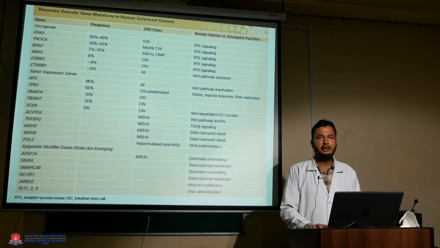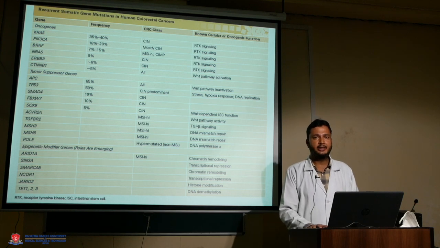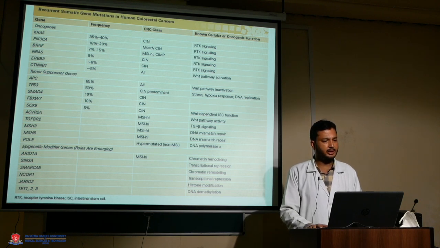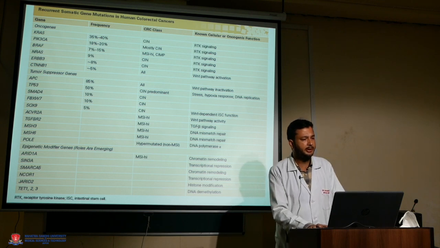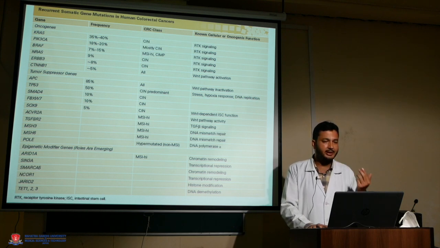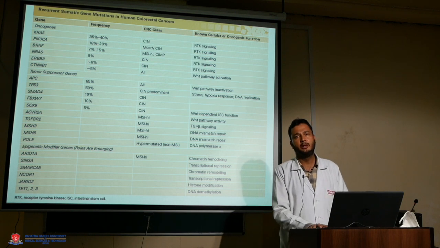So if we see what the common mutations responsible for colorectal cancer in humans are, the oncogenes are KRAS at 35 to 40%, PIK3CA at 18 to 20%, BRAF at 7 to 15%, NRAS at 9%, ERBB3 at 8%, and CTNNB1 at 5%. Those are the oncogenes which are responsible for colorectal cancer.